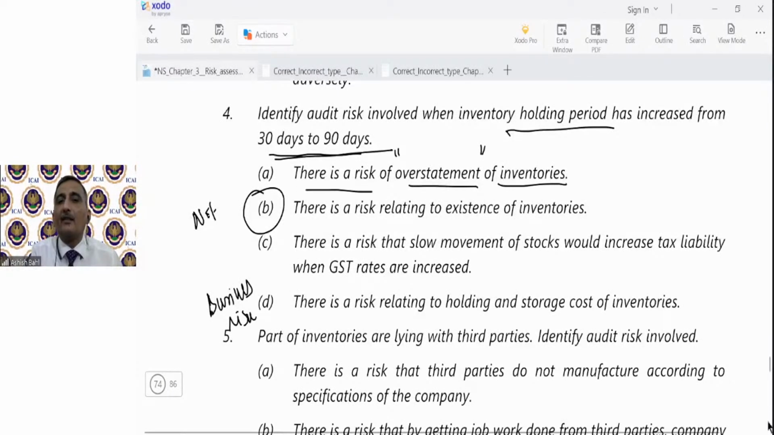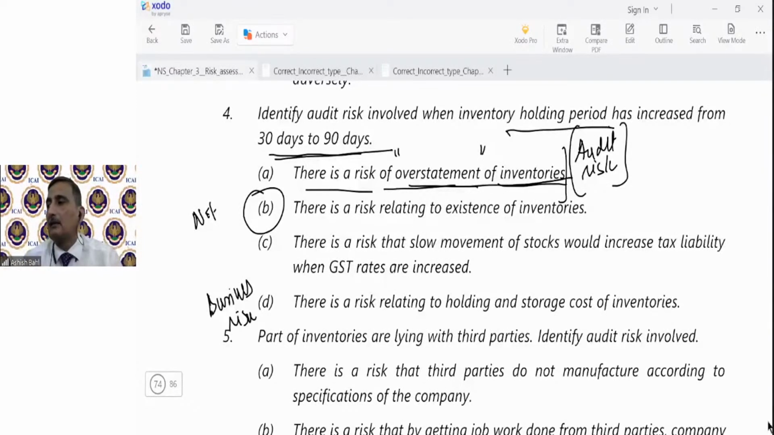So there is a risk of overstatement of inventories, but this is audit risk, that auditor may express an inappropriate opinion. Because why? Because inventories in such a case may be overstated. There is a chance that inventories could be overstated. Okay, so this question again was related to question 2, although it is framed in a different language.